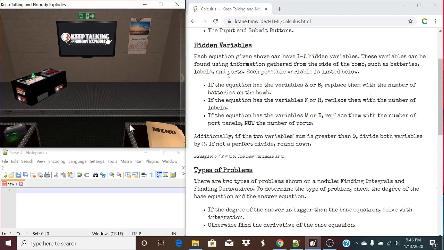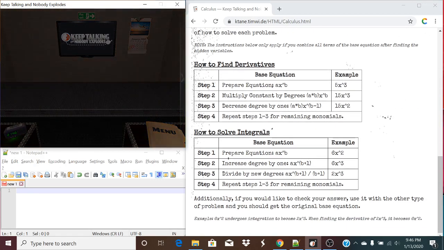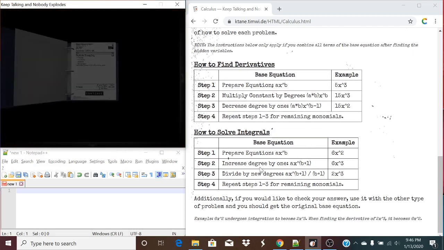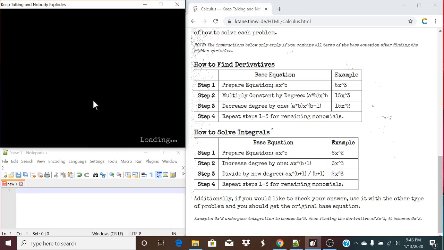Now let's solve module. Now let's see if I can pop up and find an integral. But basically what an integral is, this is how you're going to increase the degree. So we have the a times b here, and what happens is we add 1 to the degree, and when we add 1 to the degree, we divide by it. So as you can see here, we start off with 6x to the power of 2, then it goes to the power of 3, and then we divide 6 by 3, giving us that answer right there.